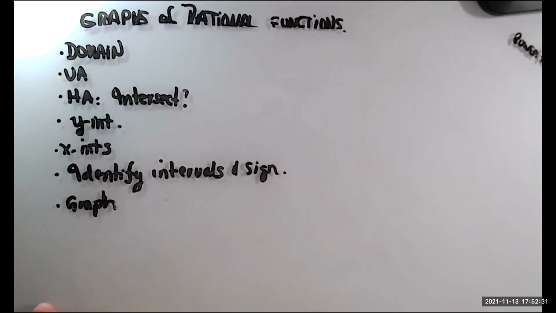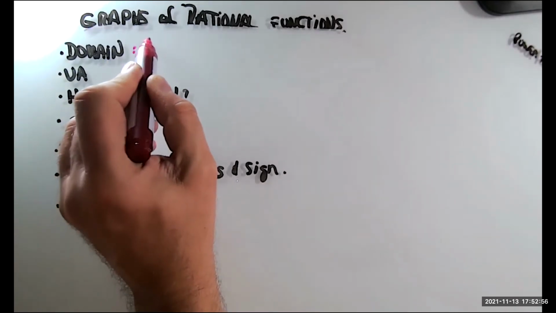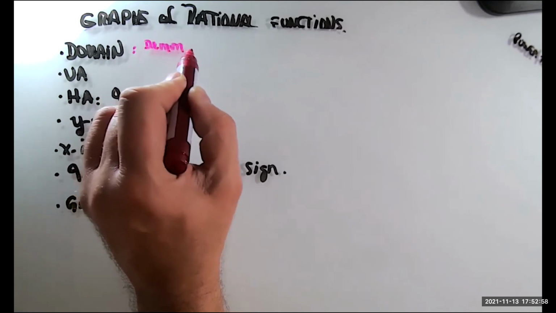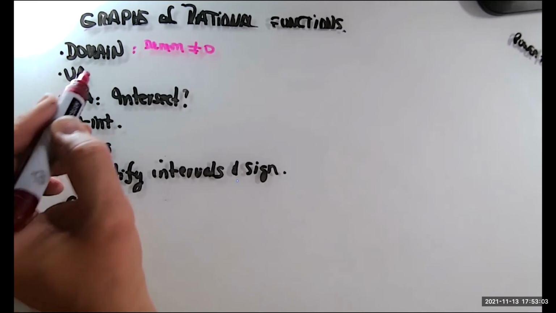Let's practice graphing a couple of rational functions. My recommendation is to follow this, quote unquote, template. Given the function, first let's find the domain. So let me just write some keywords. Every time we need to deal with the domain, what do we need to look for? The denominator cannot be zero, right? We need to avoid zero in the denominator.